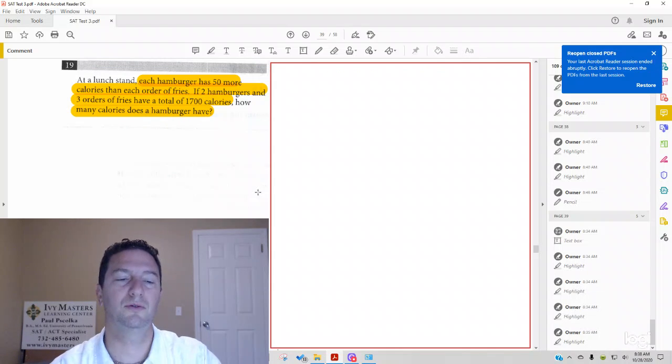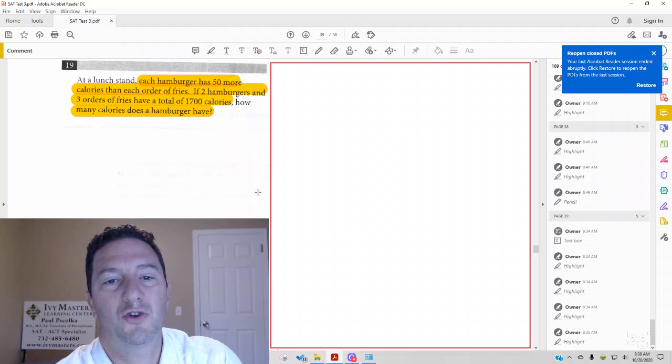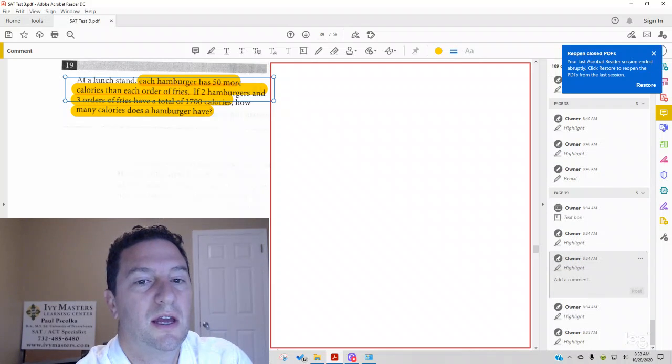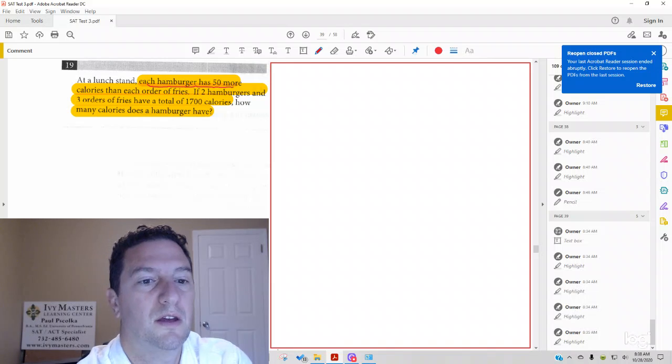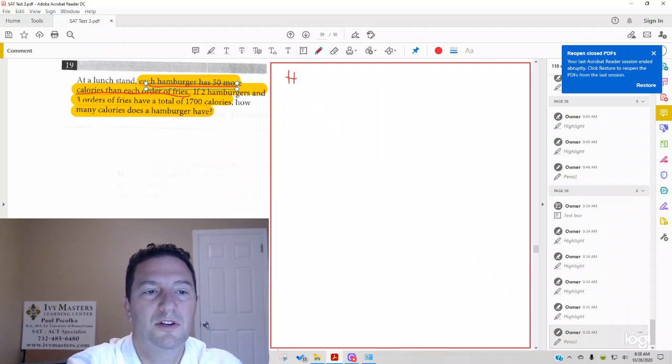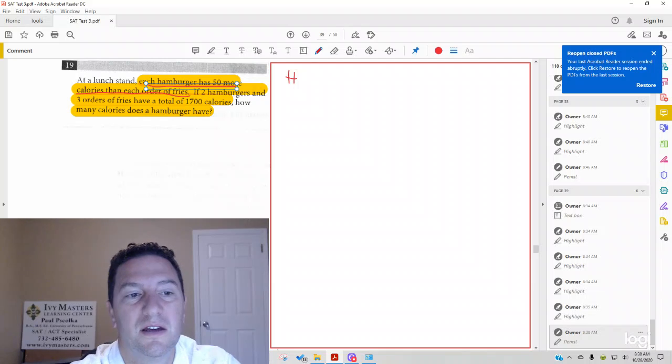Now, let's say you are good at algebra. You are able to take a word problem and translate it to a system of equations in this case. So the first part is each hamburger has 50 more calories than each order of fries. So I'm going to say H. I'm not a big fan of using X and Y when you could use H and F, because then there's a natural connection between what the letter is and what it stands for.